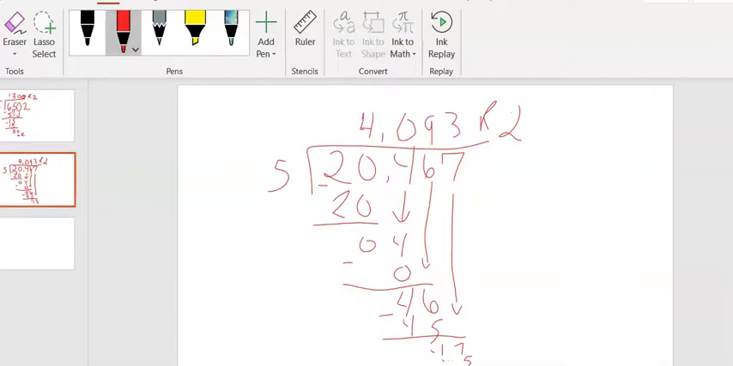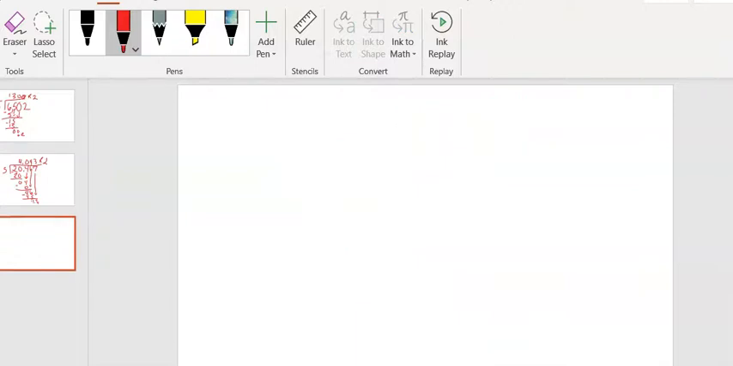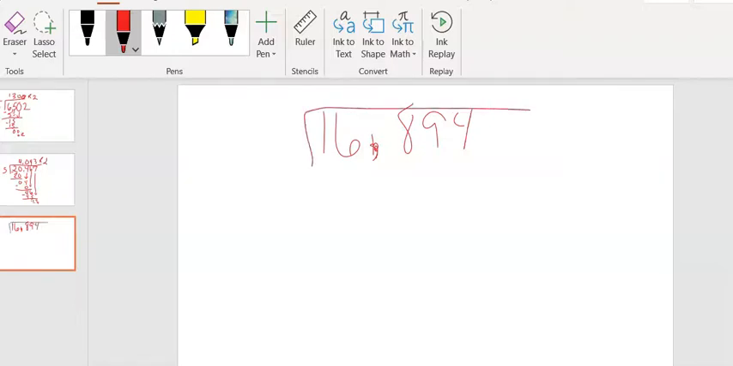Let's look at another one. Let's look at number 10, okay, on that page. So the dividend is going to be 16,894. And our divisor is 5. We look at here, 5 cannot go into 1, right? It's too big. 5 can go into 16 3 times because you're multiplying the 3 by the 5 to get 15. Then we subtract it, which gives us 1.